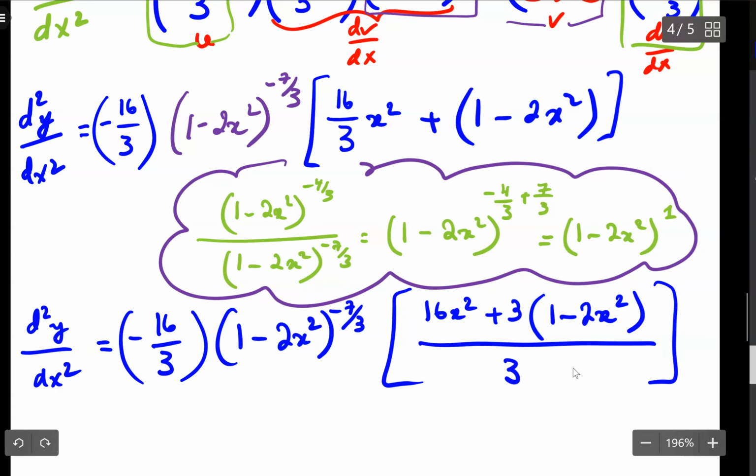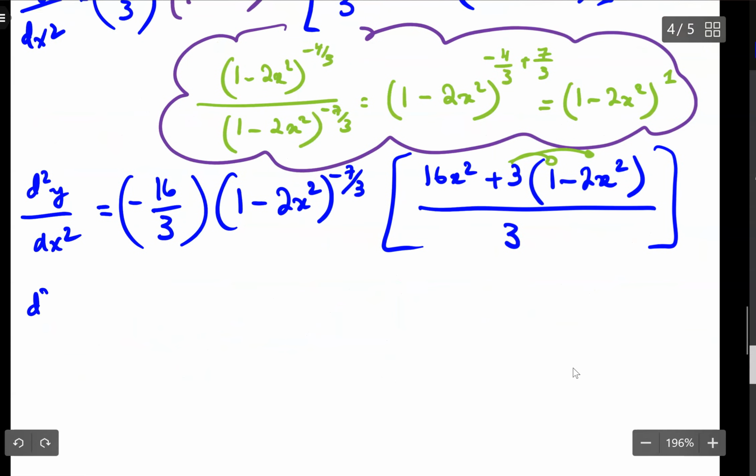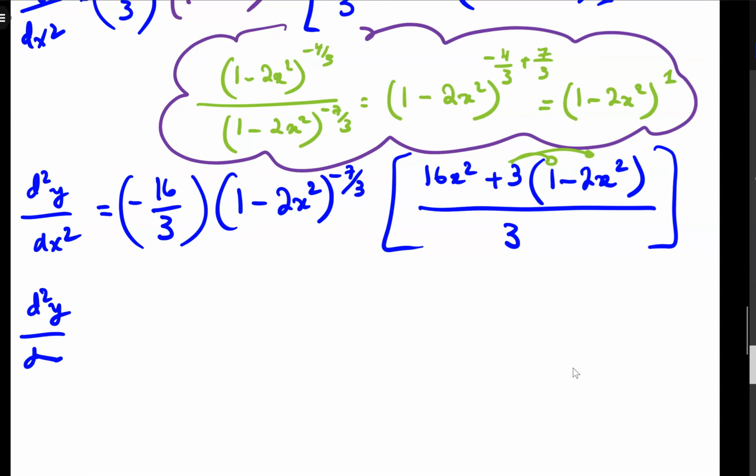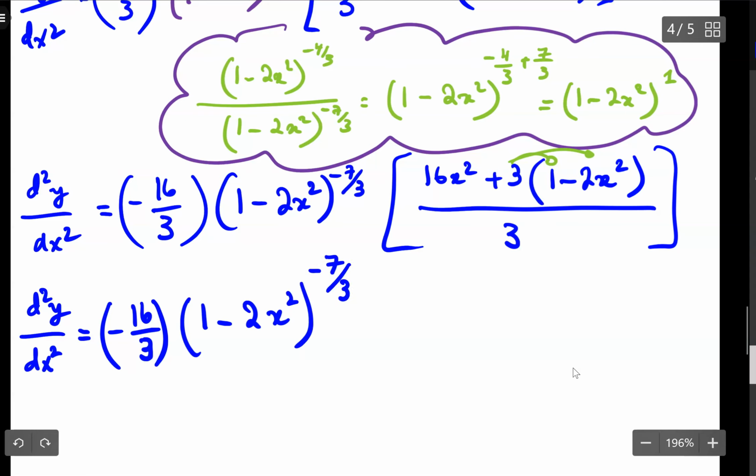Okay. So the next step is to expand or distribute the term. So d squared y over dx squared equals, okay, dx squared. So this will be negative 16 over 3. I'm sorry, I think my pen is kind of acting up, but I'm about to finish this lesson.